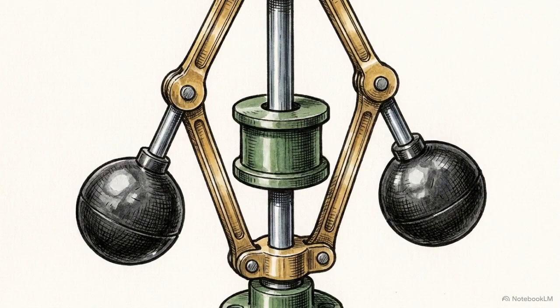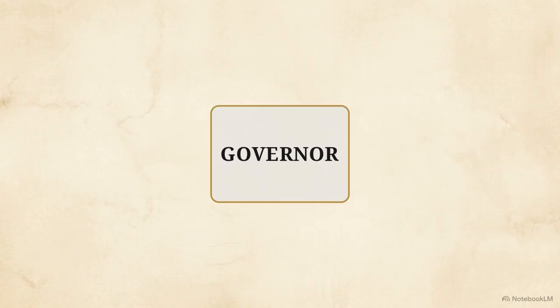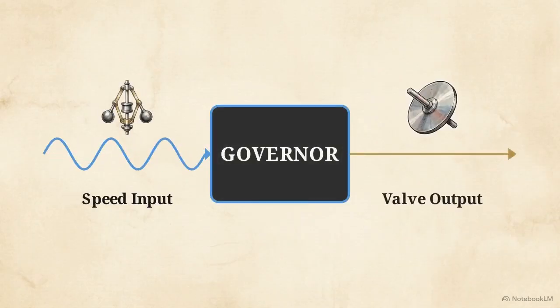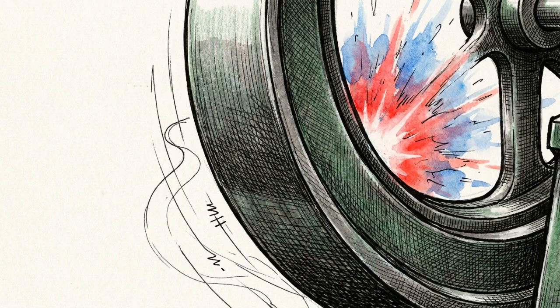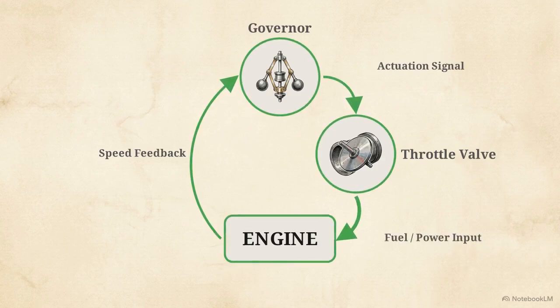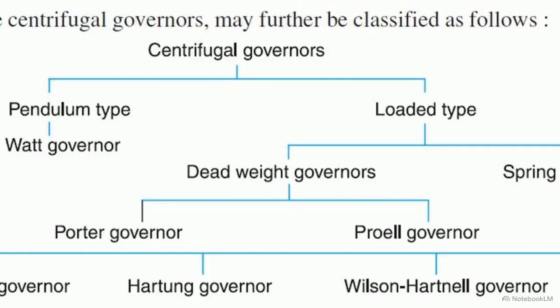Unlike the flywheel, the governor does not store kinetic energy. It acts as a dynamic mediator, monitoring rotational speed and physically adjusting the engine's fuel supply valve. While the flywheel masks the intensity of a single engine stroke, the governor serves as a closed-loop mechanical feedback controller to ensure long-term stability. Centrifugal governors are categorized by their loading mechanism. Tracing from the deadweight loaded type leads to a foundational design, the Porter governor.